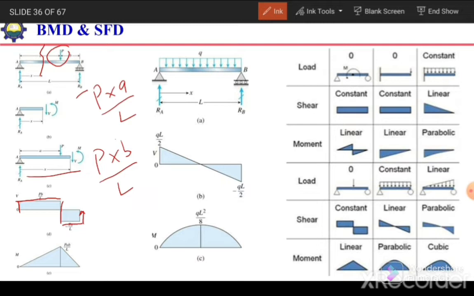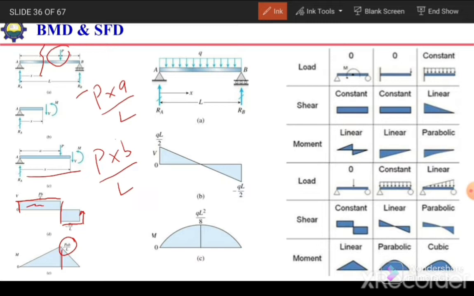Similarly, to draw the bending moment, we can find the area of this shear force diagram. We can accumulate that area. At this point the moment will be 0, and up to this point we can add the area, and the maximum ordinate will become PAB over L. So PB over L multiplied by this A, it will become PAB over L. So the maximum moment will be equal to P times A times B divided by L.